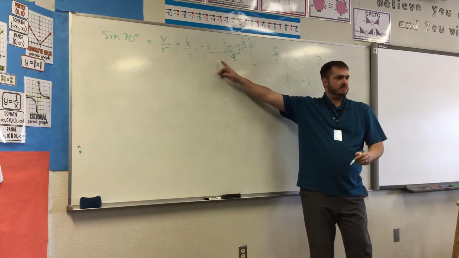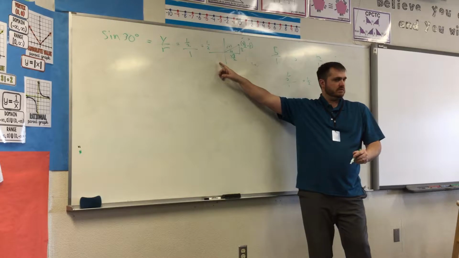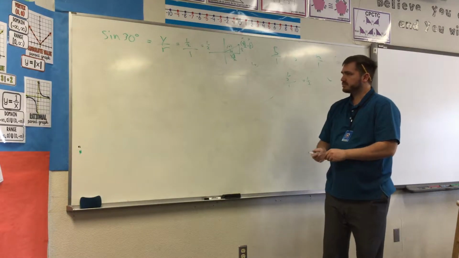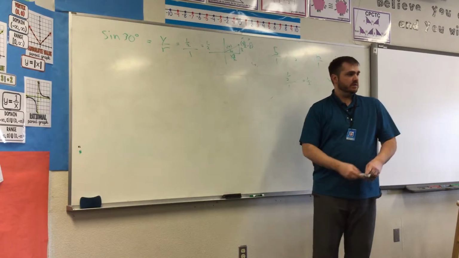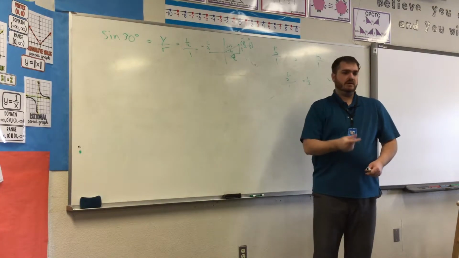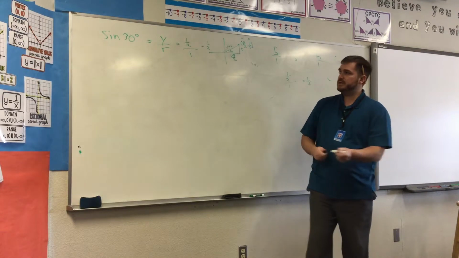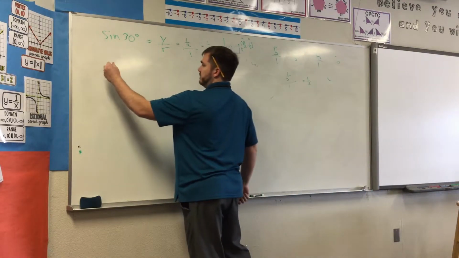Have you done problems like this before? Was this last week? Is this brand new for you? Brand new. Okay, great. There you go, that's the answer to the question, 1/2. Sine of 30 is 1/2, done. It's exact, it's great. What if I had said cosine of 30?